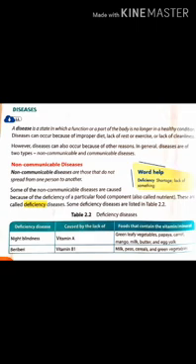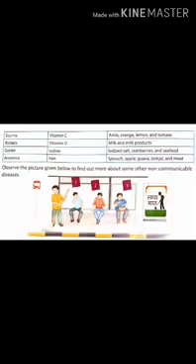Okay. Next one, beriberi. Beriberi is caused by the lack of vitamin B1. The foods that contain vitamin B1 are milk, peas, cereals and green vegetables. Scurvy. Scurvy is caused by the lack of vitamin C. The foods that contain vitamin C are amla, orange, lemon and tomato.